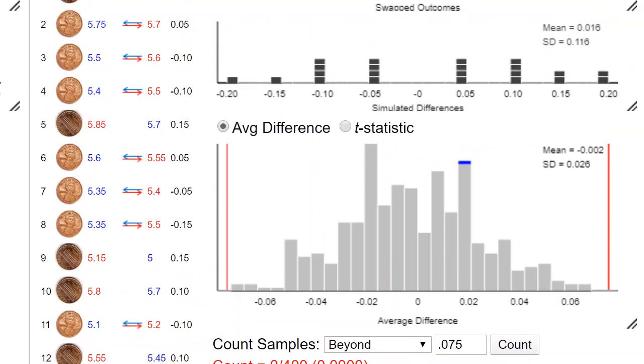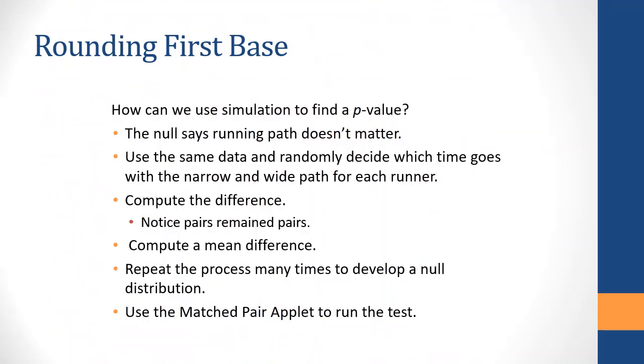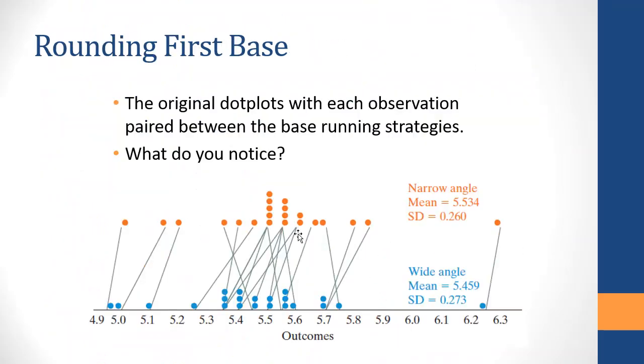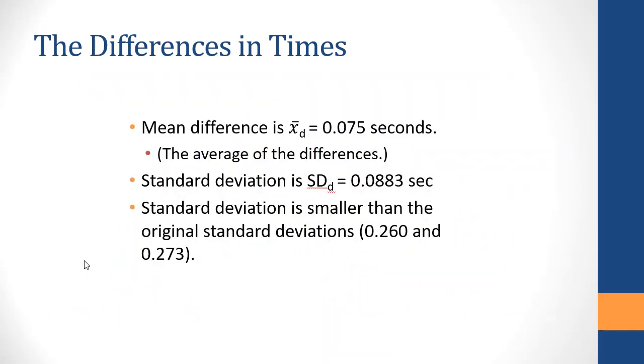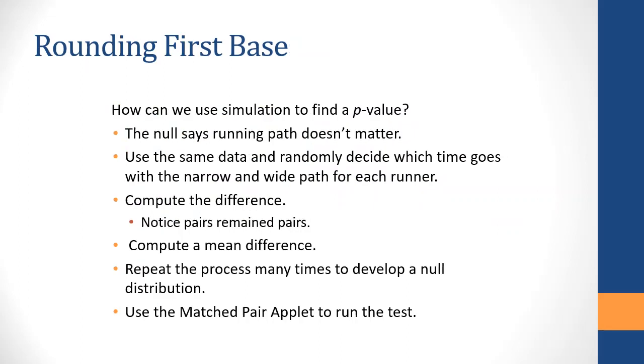And that's because of this standard deviation. All of this spread got condensed down. Look, the spread went from 4.9 to 6.3. Now the spread went from 0.1 to 0.2. So it shrunk the spread down, which tightened up our standard deviation, which gave us much stronger evidence.